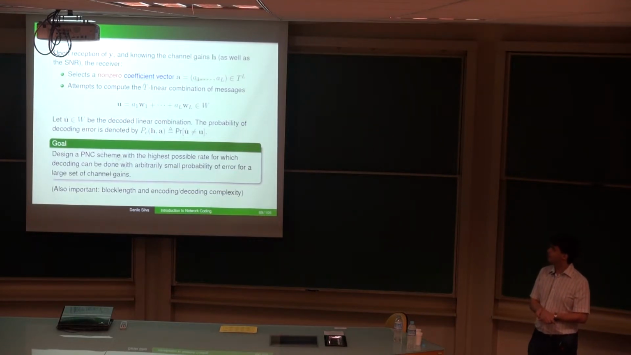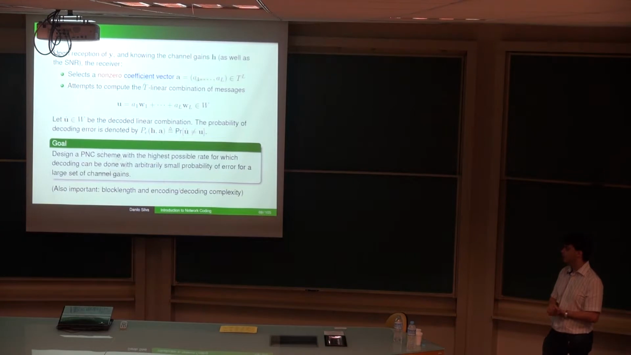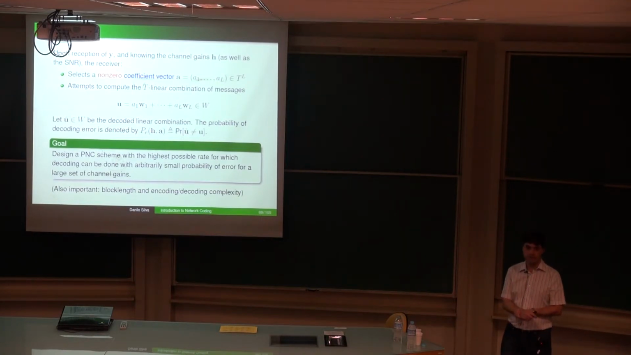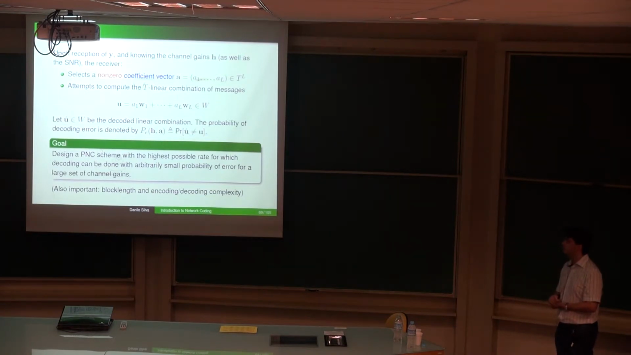It will first of all select a coefficient vector A, which has to be non-zero, and attempt to compute this linear combination of messages with those coefficients. If we denote the linear combination as U hat, then it will make an error if U hat is not equal to U. So our goal is to design a physical-layer network coding scheme with the highest possible rate that allows you to reliably decode this linear combination.